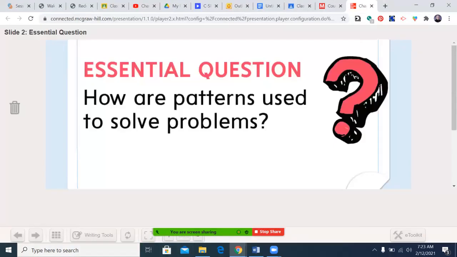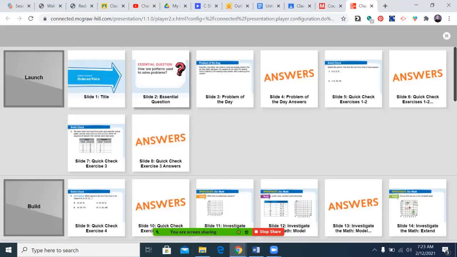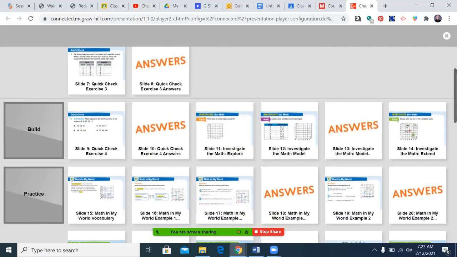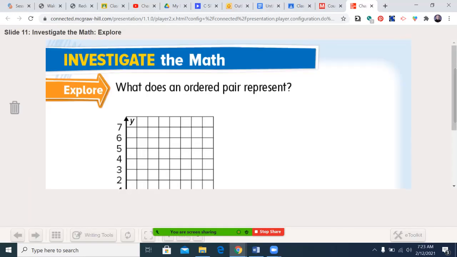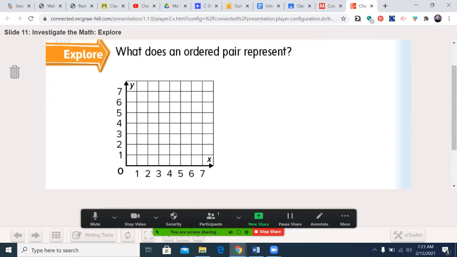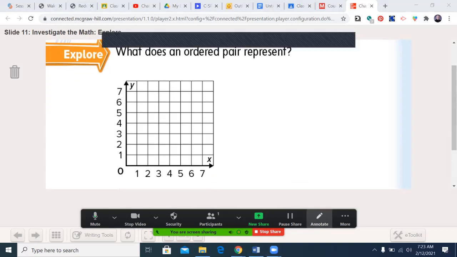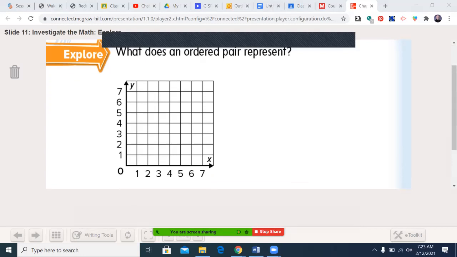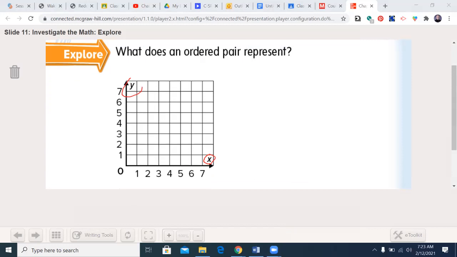Okay, so let's get into the content today. What does an ordered pair represent? If you ever played Battleship, it represents a point. They're going to be named with the X and the Y. When we name them, we use a parenthesis. We start with the X: how far from the origin? And the origin is the 0, 0.